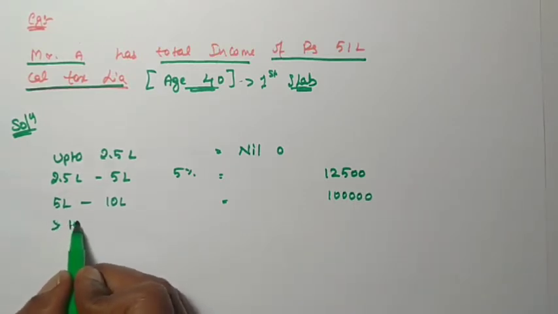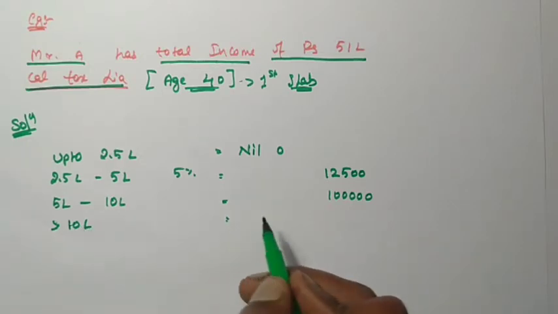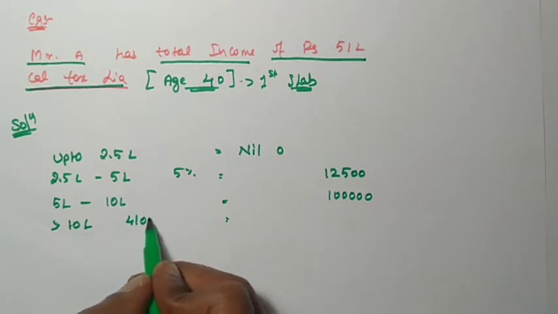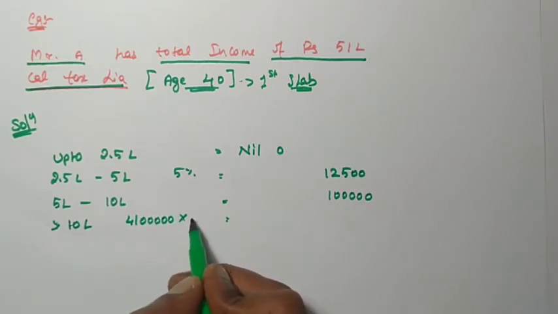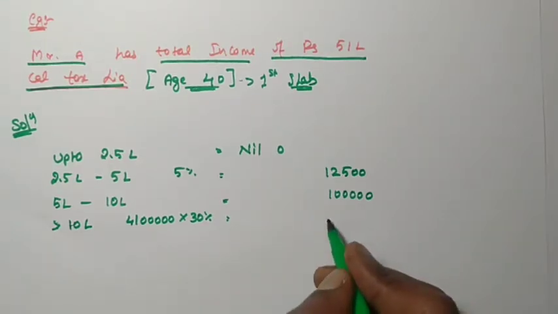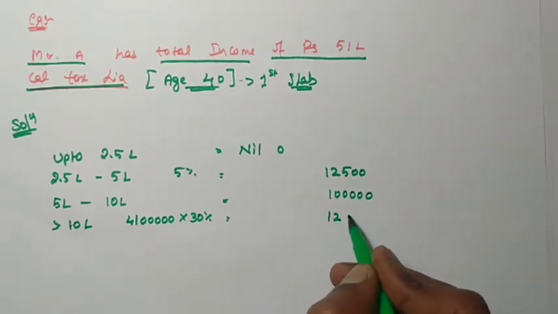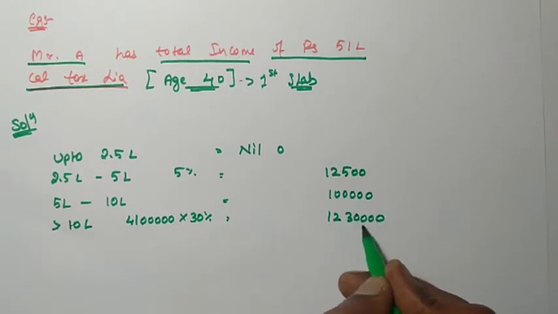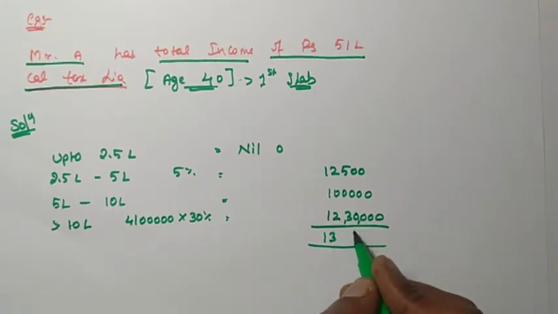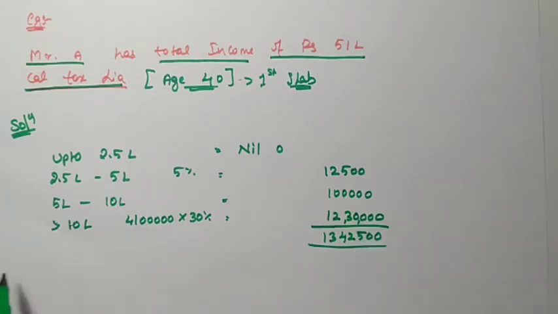Above 10 lakh, that is on 41 lakh into 30%, 12 lakh 30,000 will be the tax. Total tax will be 13 lakh 42,500. Here we should add surcharge.